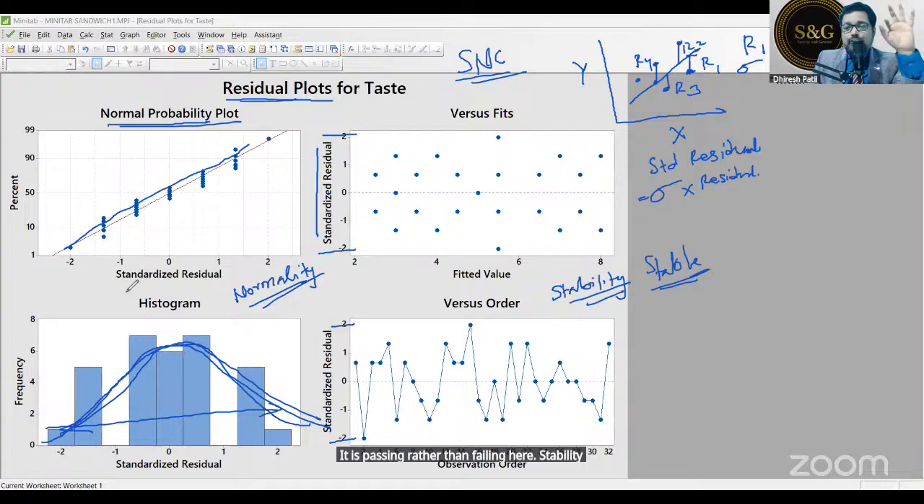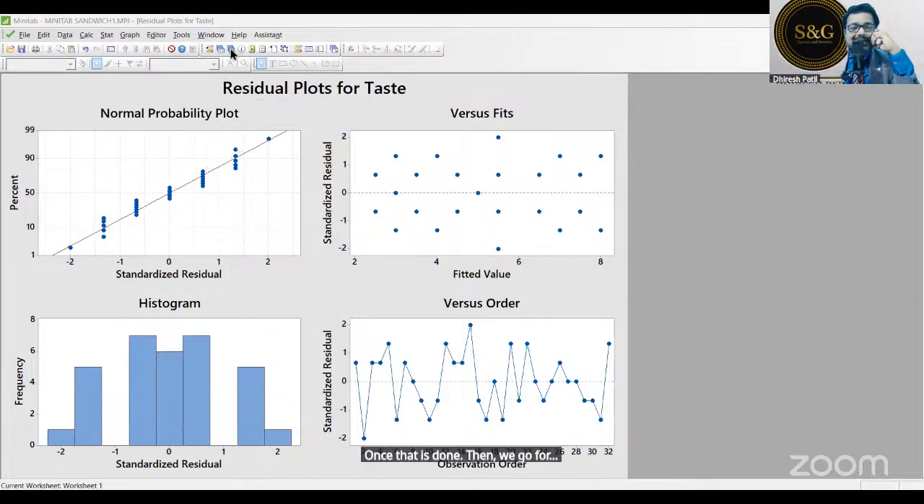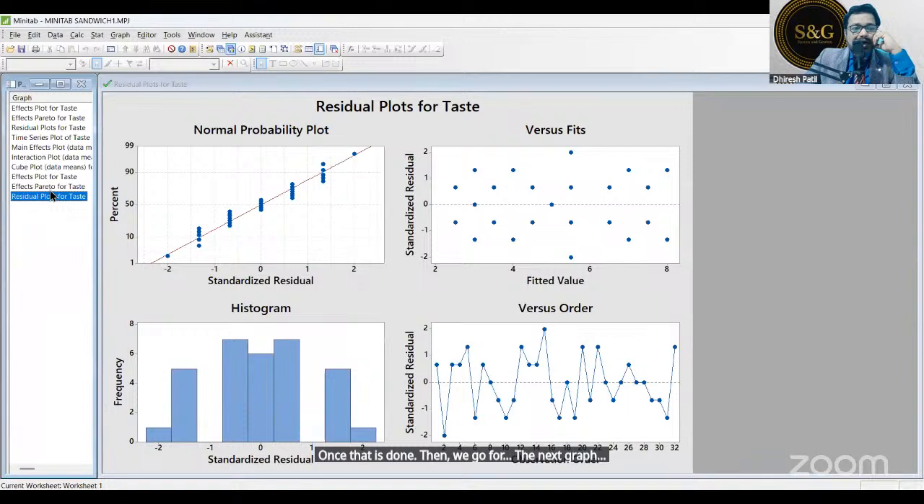Stability and normality both are showing pass here. Are you clear with this? Just type yes in the chat box. Once that is done, then we go for the next graph. What is the second graph?